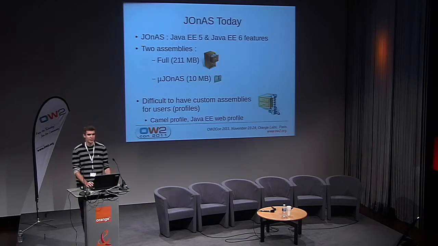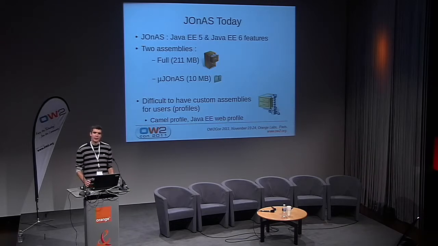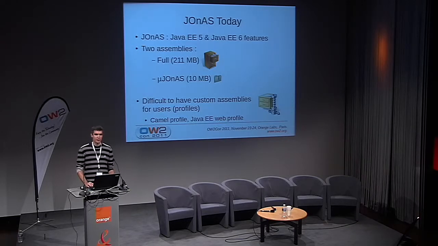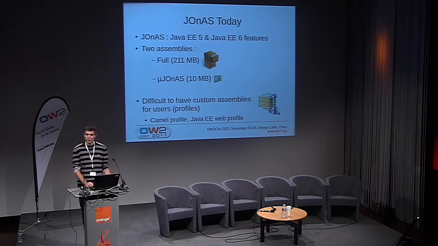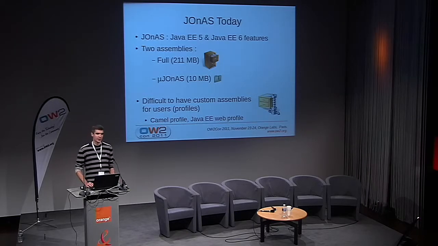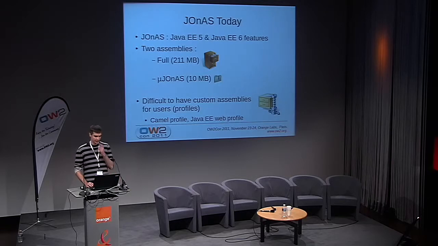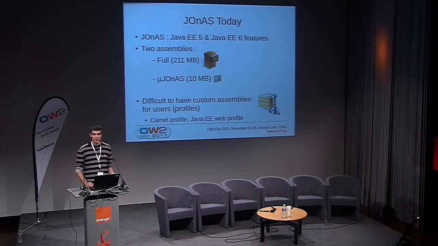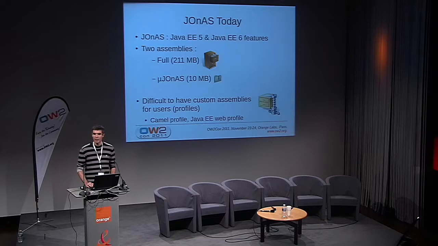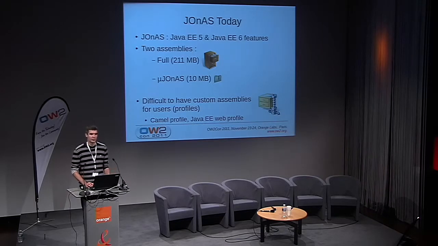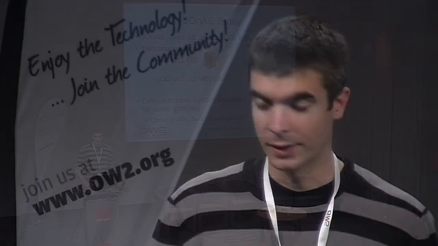The first one is a full assembly. If you download this assembly, you can do everything in Java EE. You can do EJB 1.0, EJB 2, EJB 3. You can choose your web container implementation between Jetty and Tomcat. You can choose your JPA implementation like Hibernate or EclipseLink. And this is why you have an assembly which is quite big, around 200 megabytes.